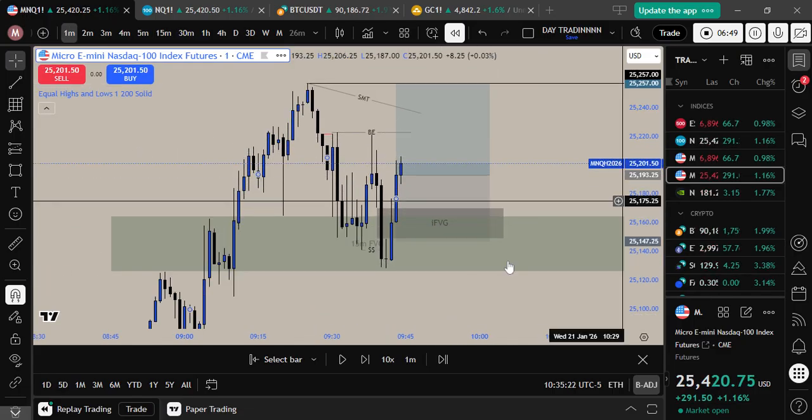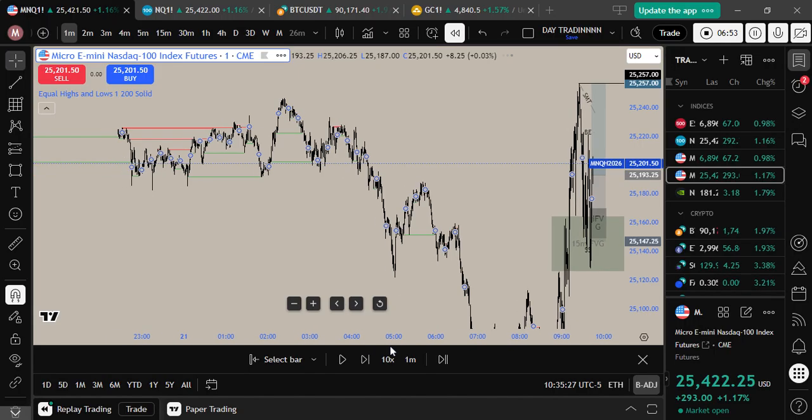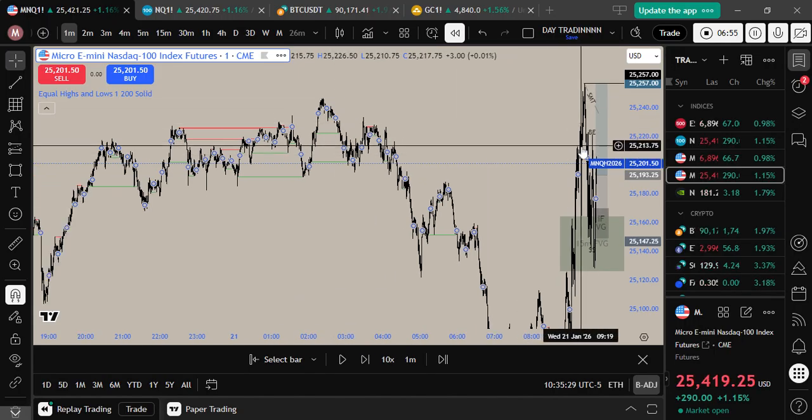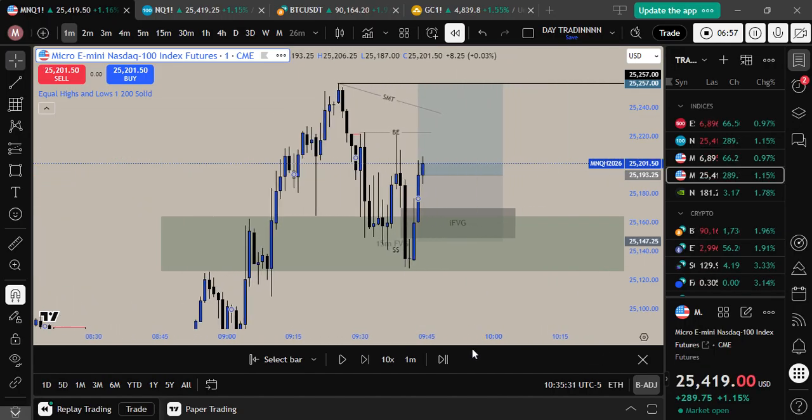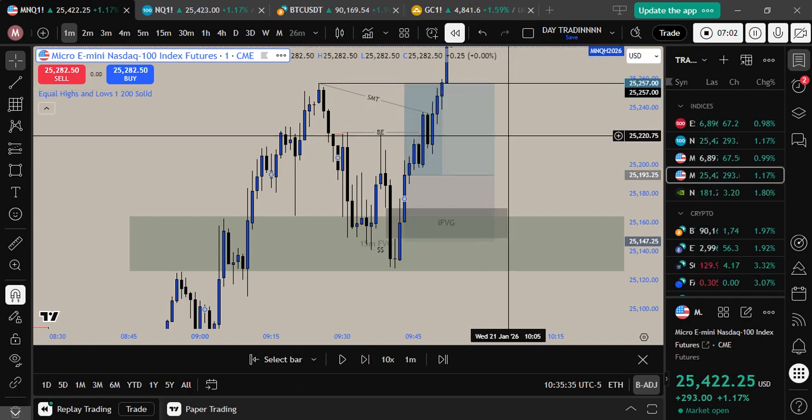It would be even better if we hadn't taken out the high resting inside of the hourly gap, this high right at pre-market. But it is what it is. This was a very good trade, as you can see. It played out and went much higher.